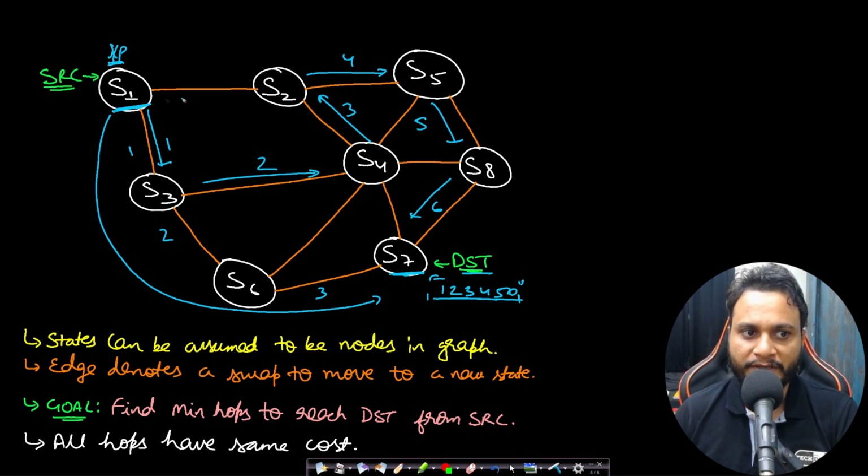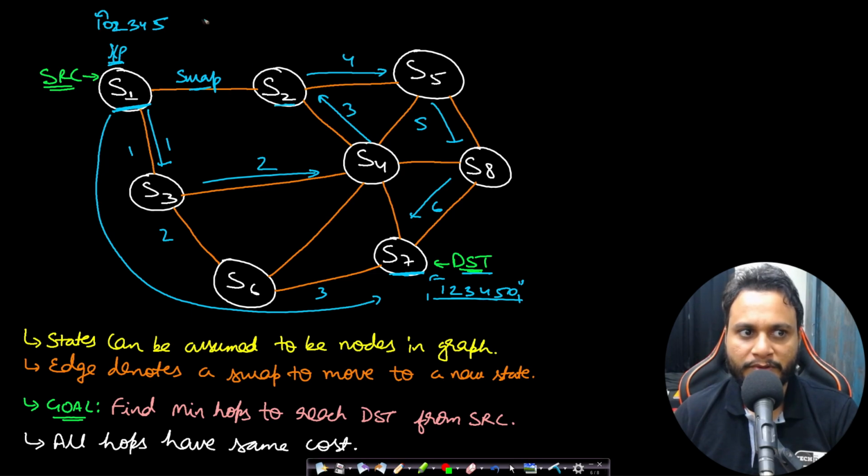In this case, if you are wondering what the edges are actually denoting, they denote the swap, because being in a particular state, let's say 1 0 2 3 4 5, if this 0 is getting swapped with a certain value, then only we move to a new state, right?